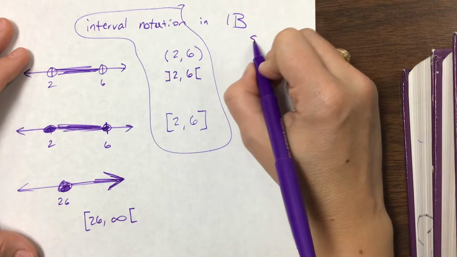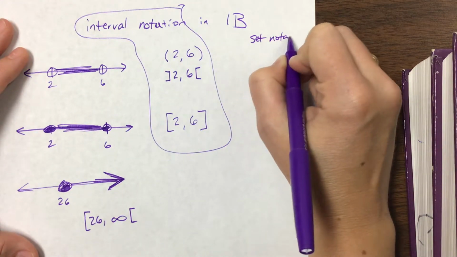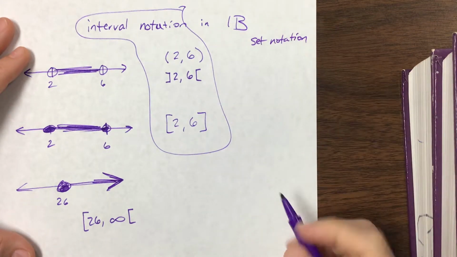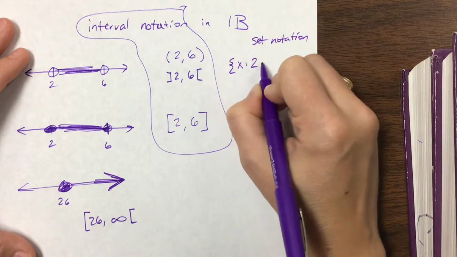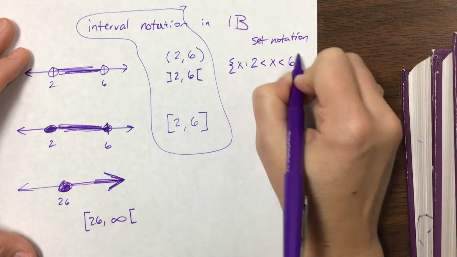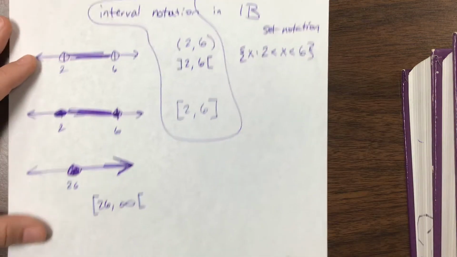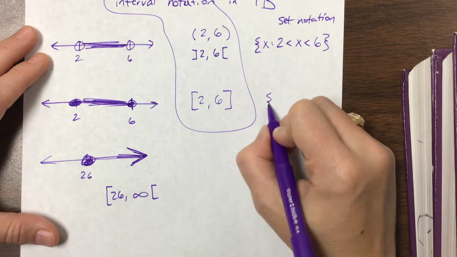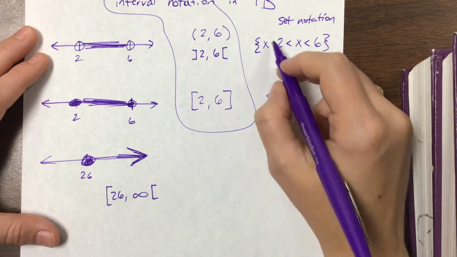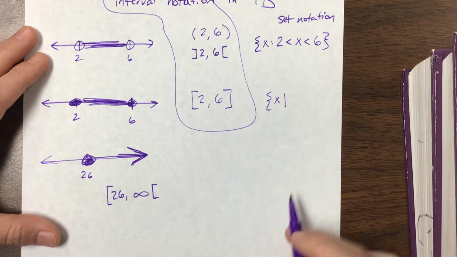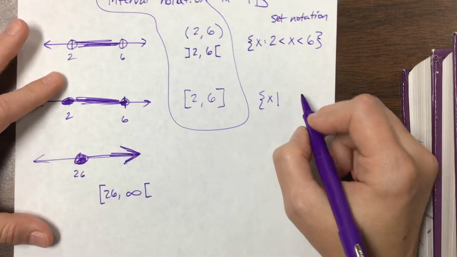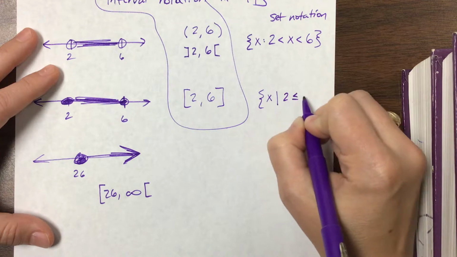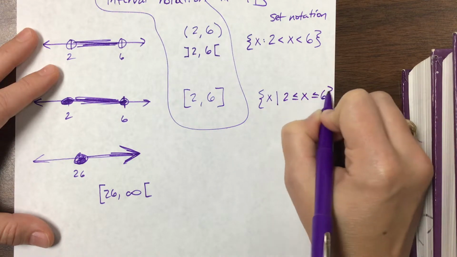You can also use set notation, which we've already started talking about. This is the set x such that 2 is less than x is less than 6. And this would be the set x. Oh, sometimes you can see both. Such that, sometimes it's a colon, sometimes it's a line. It means the same thing. Such that 2 is less than or equal to x, which is less than or equal to 6.